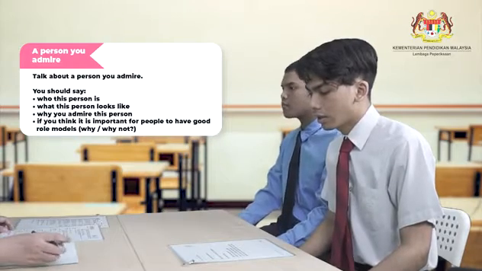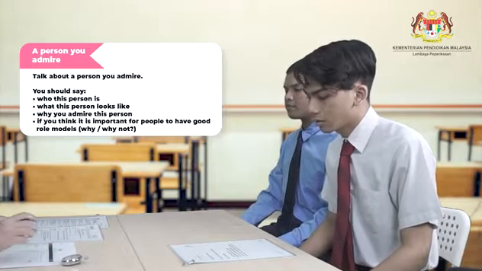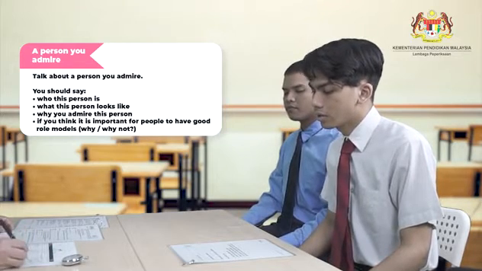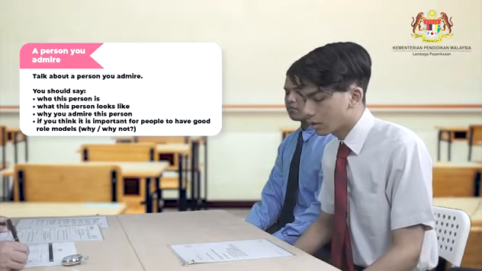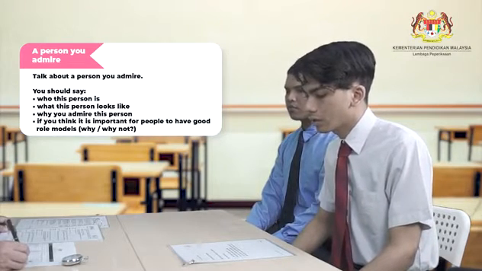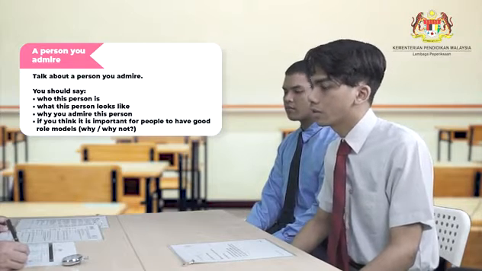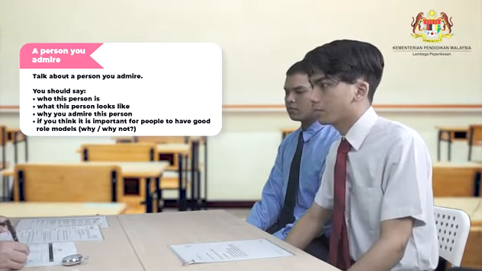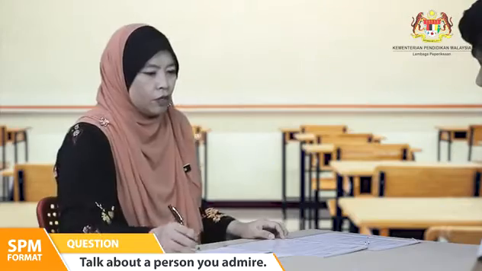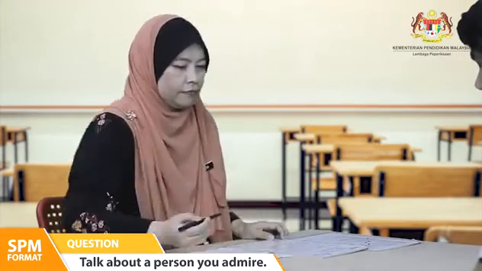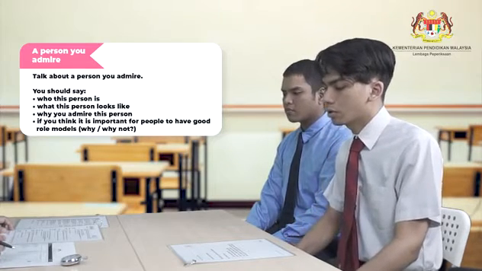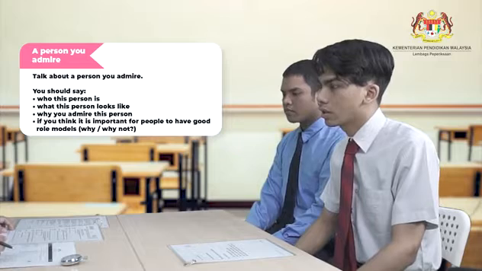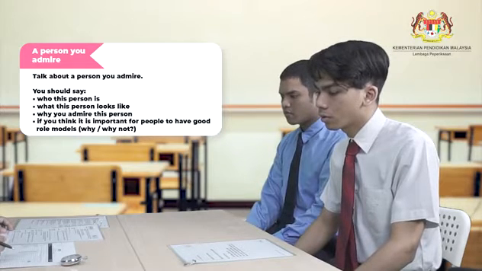The person that I admire is my mother. She is very pretty. She has big eyes and pretty smile. I admire her because she is a very hardworking woman. What can you say about this point? I think it is important for people to have good role models because they can motivate you. Good role models can make you better.